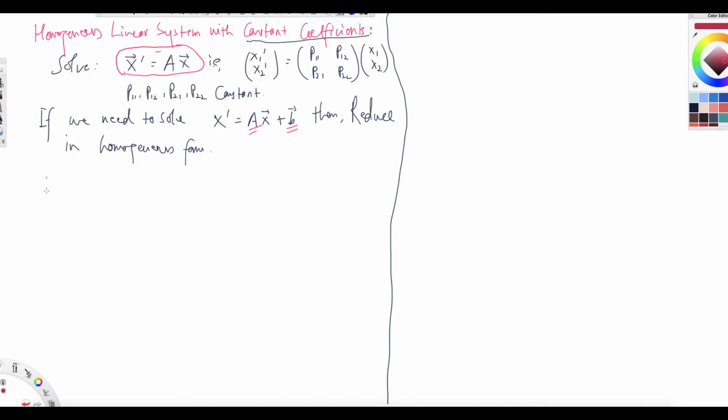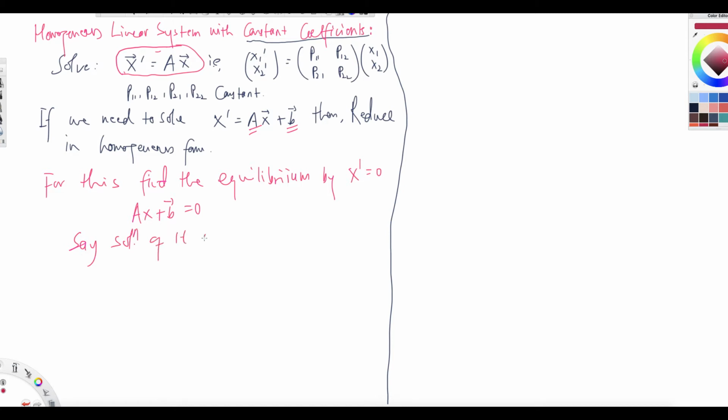To reduce this non-homogeneous into the homogeneous equation, we first find the equilibrium. How do I find the equilibrium? You set x prime equals 0, right? By setting x prime equals 0, you get Ax plus b equals 0. Let us say the solution of this is the equilibrium point.